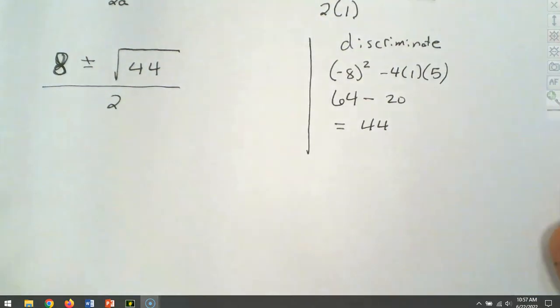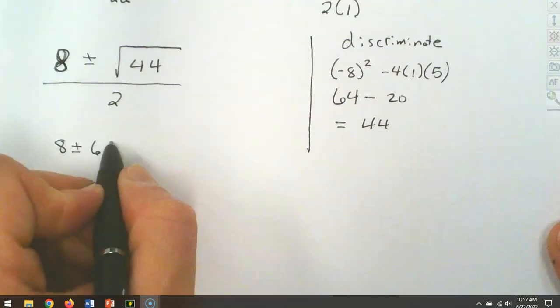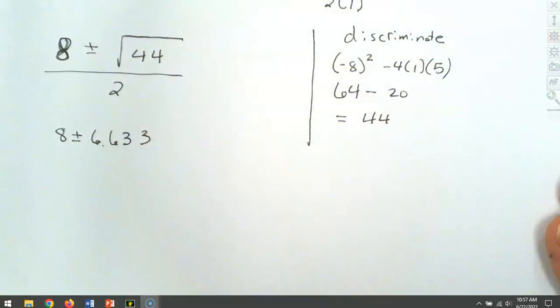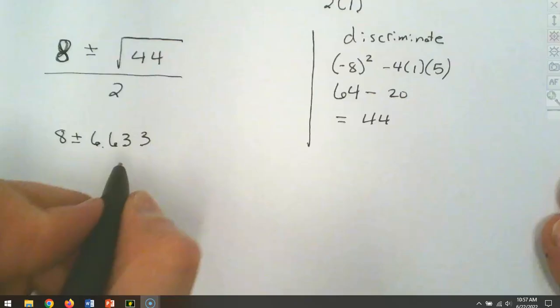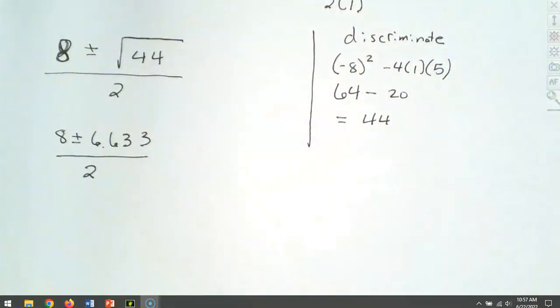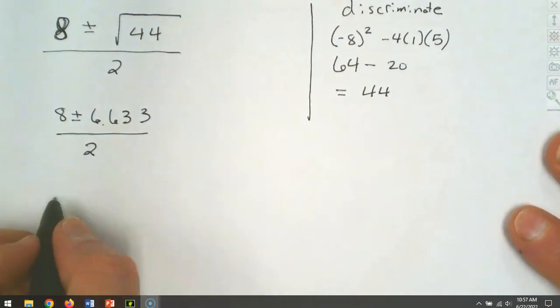So that looks like 8 plus or minus 6.63 if we round to 3, over 2. Is everyone okay with that? So we just used our calculator. It says round. Whenever it says round, you don't have to break up the roots. Just use your calculator. Let's get our 2 possible solutions.